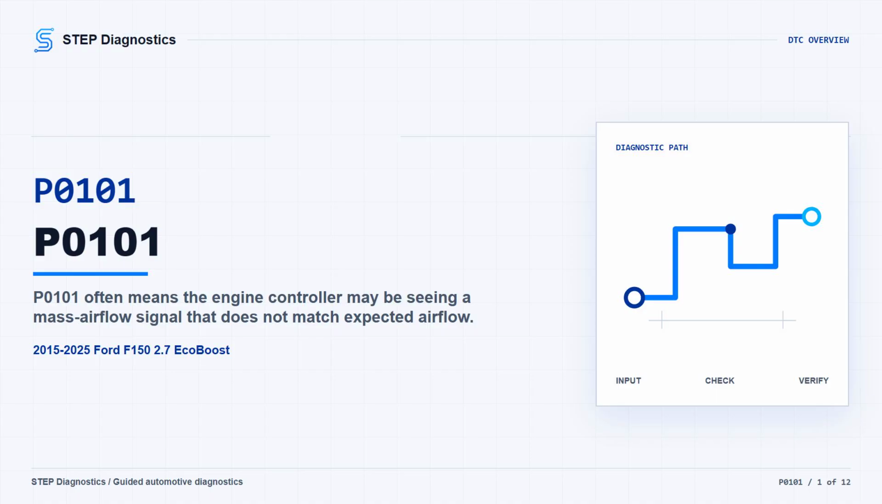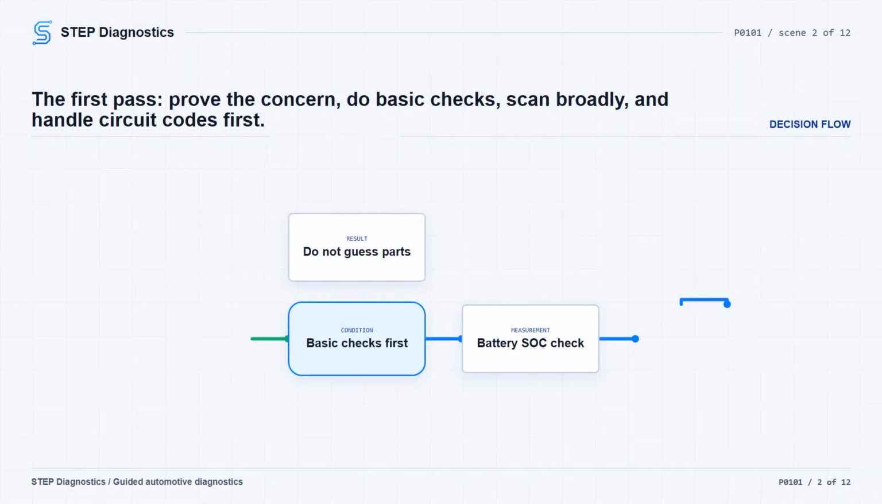So do not turn this code into a parts call. Prove the concern first, then work the checks in order. Begin by confirming the concern is actually present. If the concern is not present, do not replace modules or other components just because a test might seem to point that way. Start with the obvious checks that match the customer's symptom.